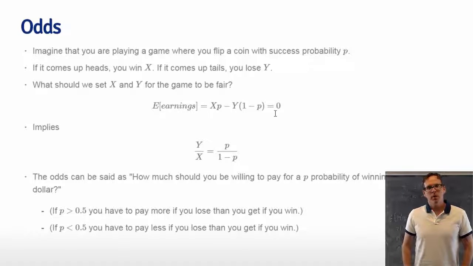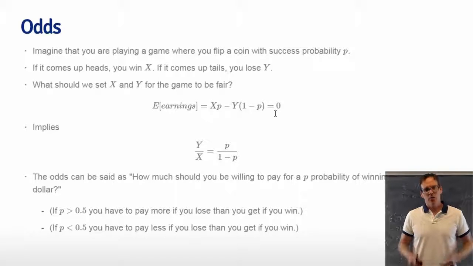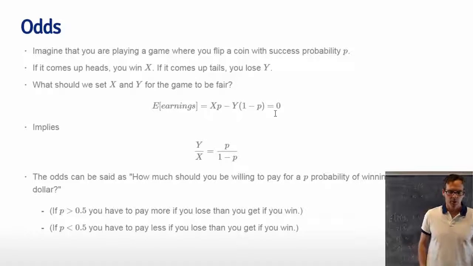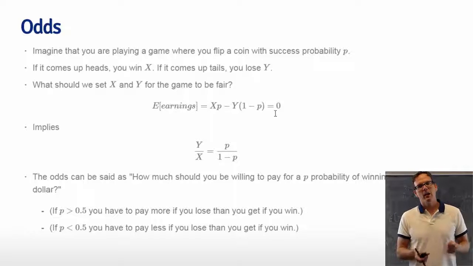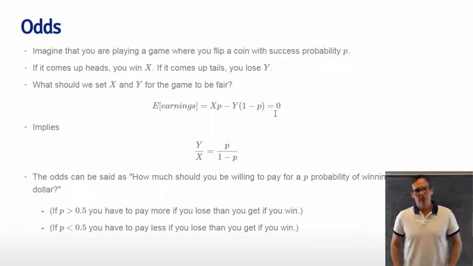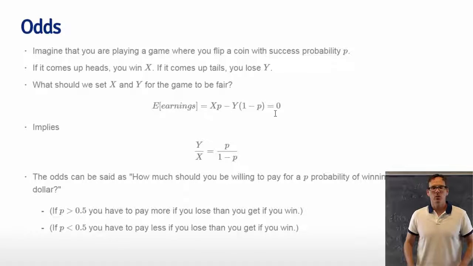I want to talk a minute about the history of odds. It goes back to this idea of a fair game. Imagine you're playing a game where you flip a coin with success probability P, and if it comes up heads, you win X dollars, and if it comes up tails, the person you're playing against wins Y dollars and you lose Y dollars. What should we set X and Y to in order for the game to be fair? In this case the coin isn't necessarily a fair coin; P is not necessarily 0.5.